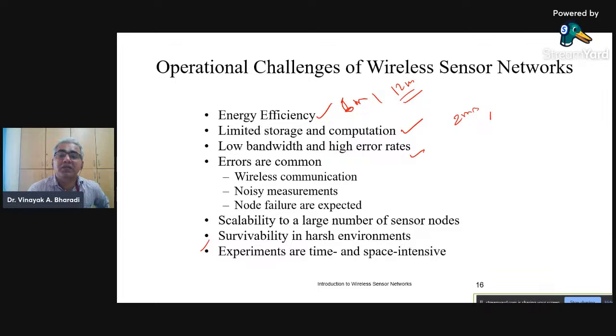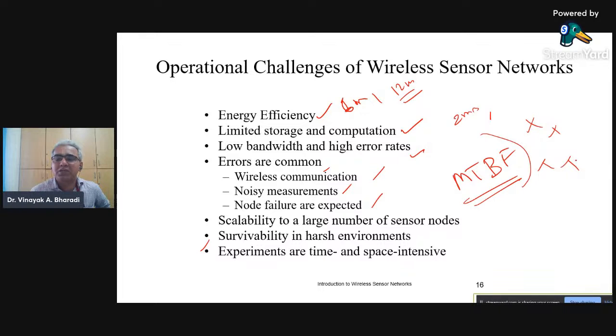And low bandwidth and high error rates, because as I told you it is a very large area, and we cannot commission a network which is very well connected to all the nodes at a good bandwidth rate. So as the distance increases, the loss will be high and error rates will be high. That's why these errors are common: wireless communication, noisy measurement, node failure. Because 10,000 nodes are there, around 20,000 sensors, there is something called MTBF, mean time between failure. For so many devices, a couple of sensors failing is very common, and we have to go with that. We have to fill the gap with algorithms or with other readings.